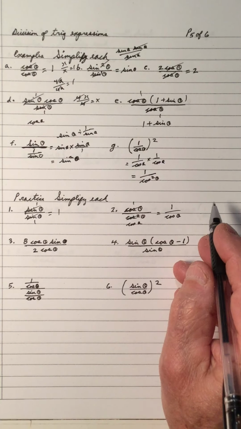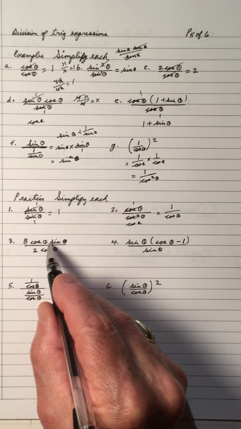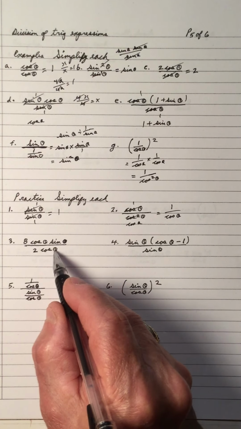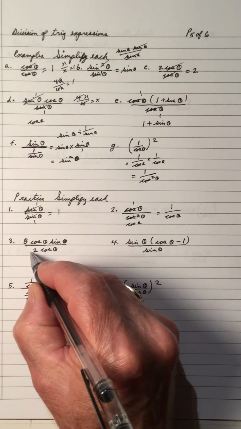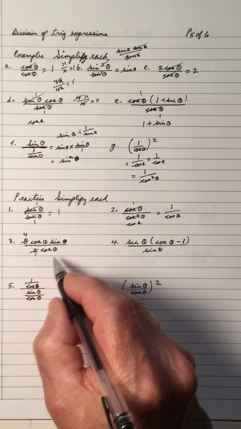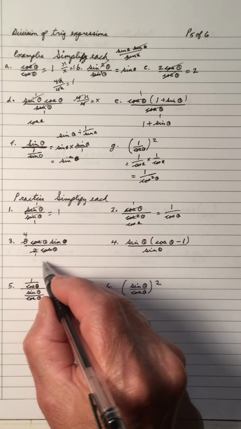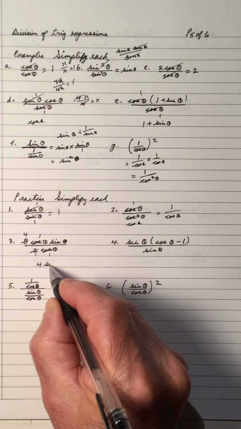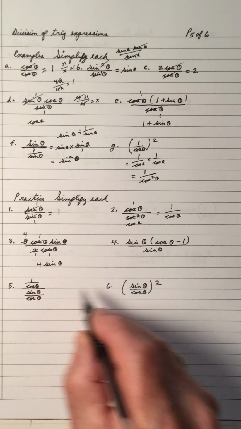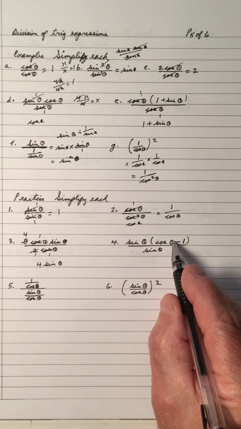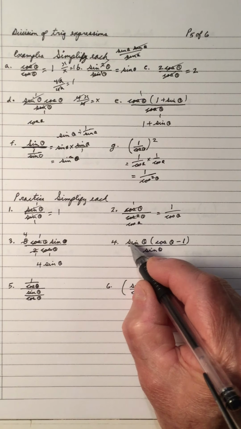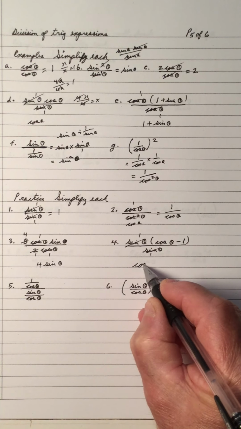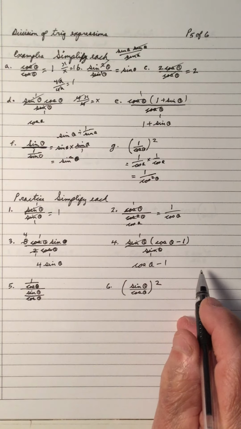on the bottom. And number 3, this is the multiplication on the top, multiplication on the bottom. Because we're dividing, 2 goes into 8 4 times. Cos cancels out, and we get 4, that's a 1, and that's a 1, so that's 4 sine theta. And again, we're multiplying here and dividing here. So we do multiply and divide. We can cancel out the signs. And we get cos theta minus 1.